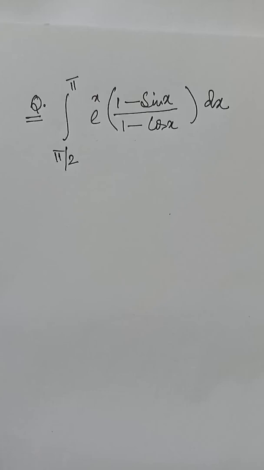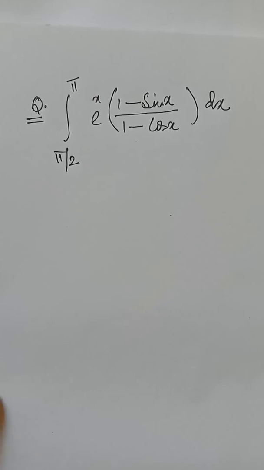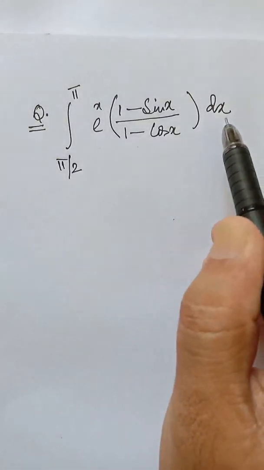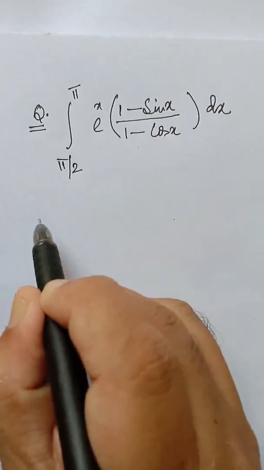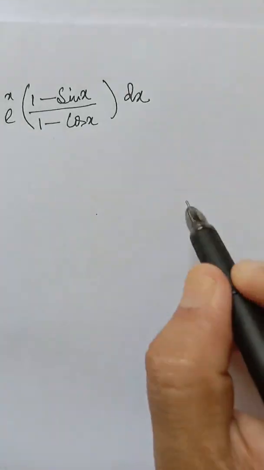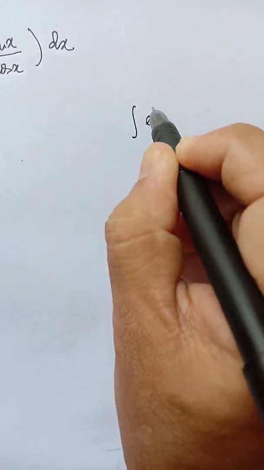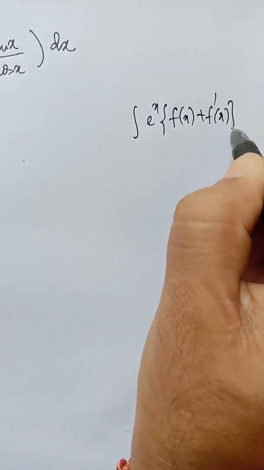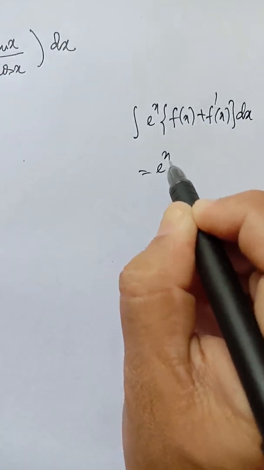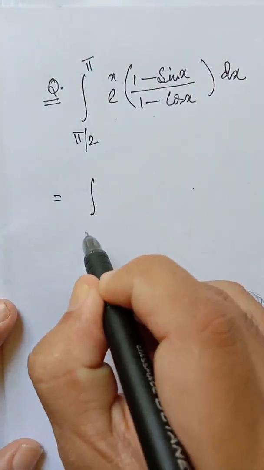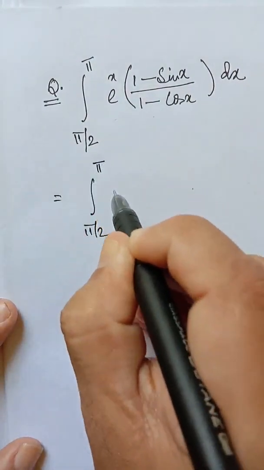Next question is to integrate, the limit is from pi by 2 to pi, e to the power x into (1 minus sin x) by (1 minus cos x) dx. This question is given in the NCERT book. So first of all, we know this formula: integration of e to the power x into (fx plus f dash x) dx is equal to e to the power x into fx, which we will use in this question.